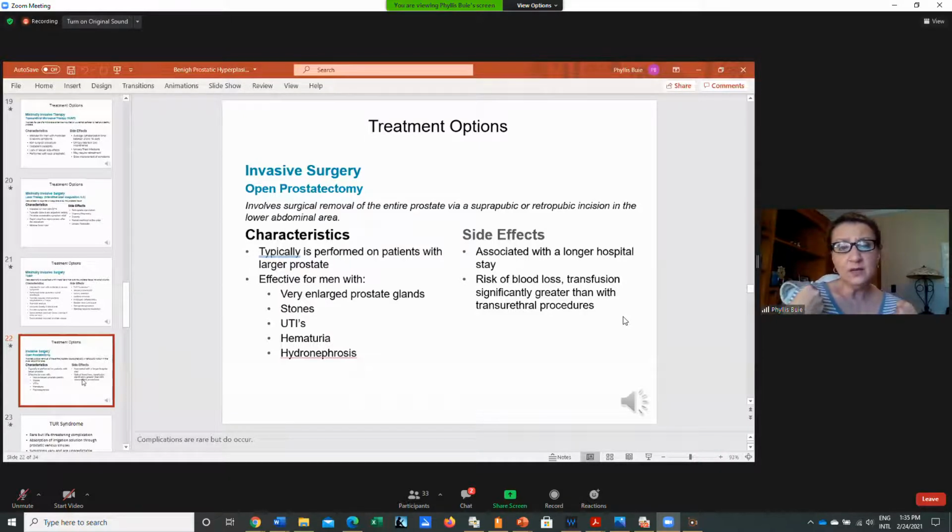So the best thing to do is just to go in there and get it and remove it. The side effects with this, of course, is a longer hospital stay. We may increase their risk of developing other complications by having them in the hospital longer. They're more likely to require some blood transfusions. So those are some complications that go along with this.